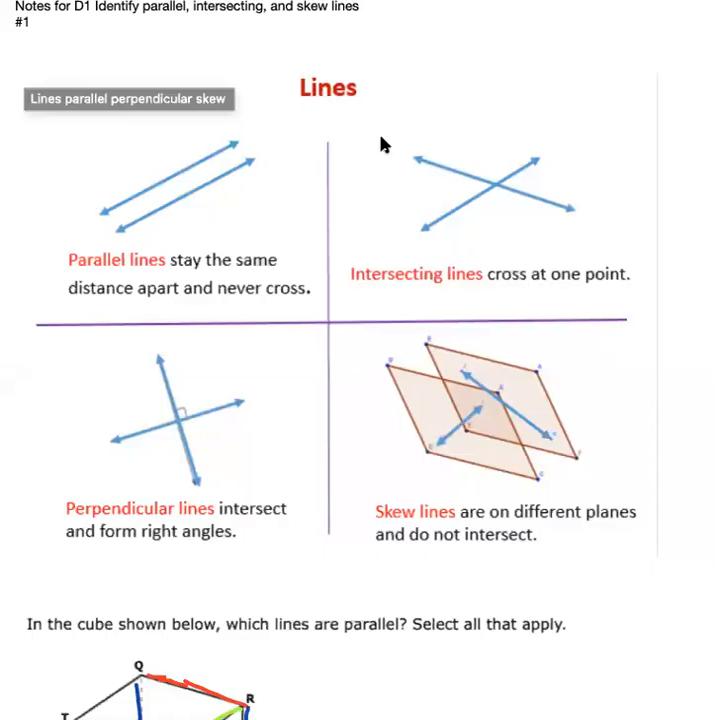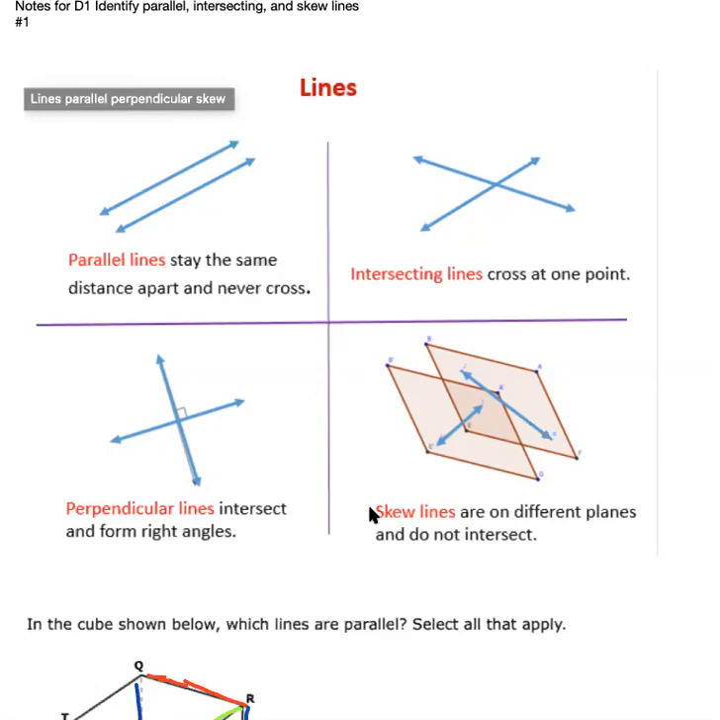All right, for section 1, identifying parallel, intersecting, skew lines. It's going to be just the main thing. It's not too hard of a section. Parallel lines stay the same distance apart. They never cross. So looking at that example right there, they both go in the same direction. Intersecting lines, they cross at one point. Perpendicular is two lines that cross and they intersect to form right angles. So it's going straight up and down and right across there, and they have right angles at each intersecting point.